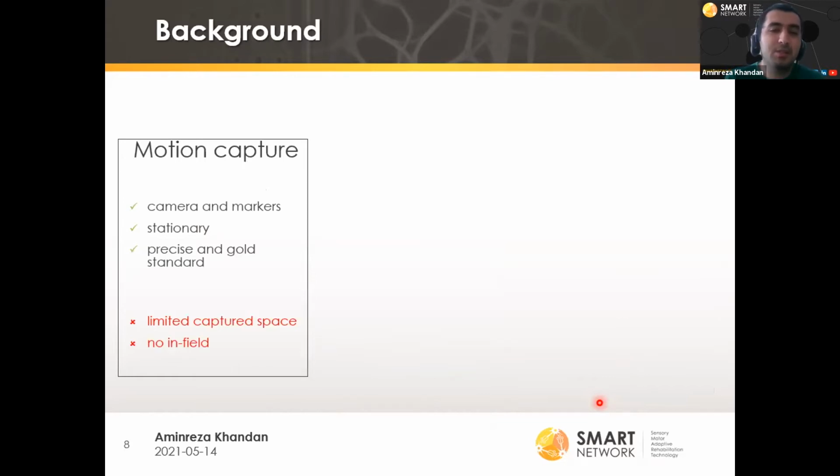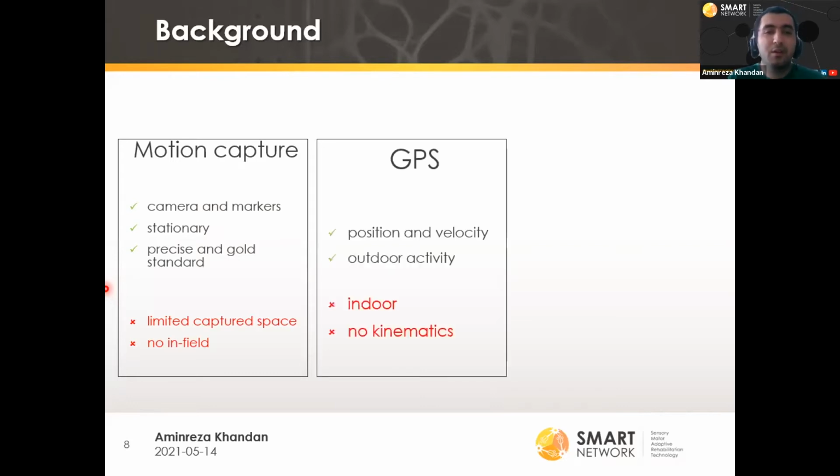Traditional motion capture systems were used to do this assessment. It's stationary and uses cameras and markers to find the trajectory and the kinematics of the player. It is precise and usually taken as the gold standard. But it's limited to a small capture volume, and it's not perfect for in-field assessment. So we can think of wearable sensors.